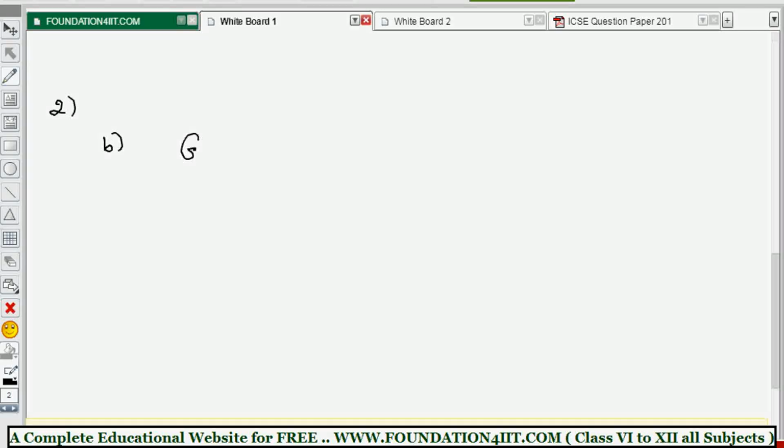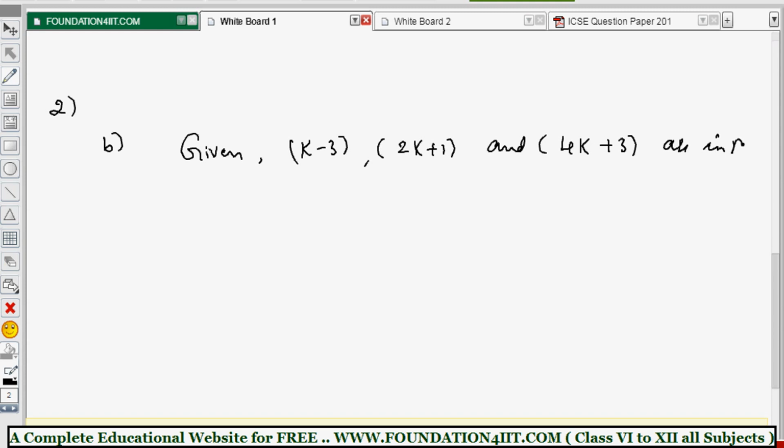So here, given the three terms k minus 3, 2k plus 1, and 4k plus 3 are in AP, so arithmetic progression.